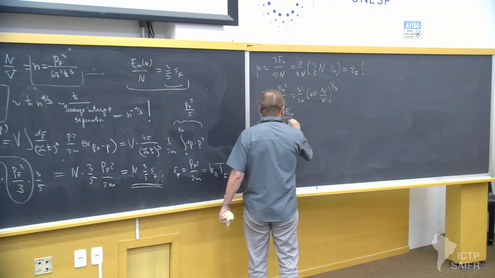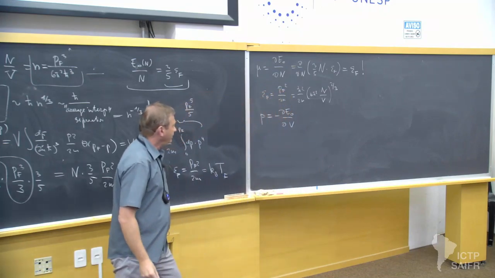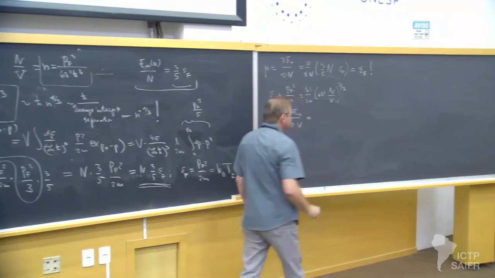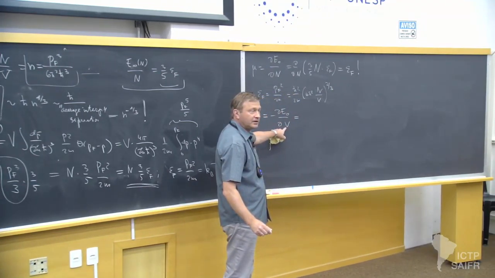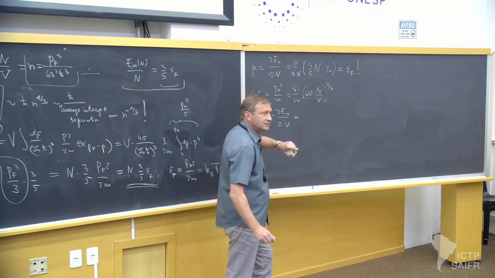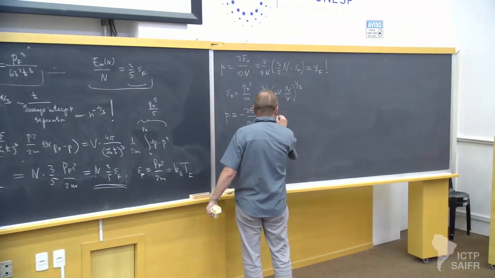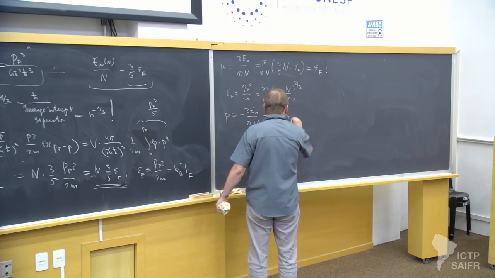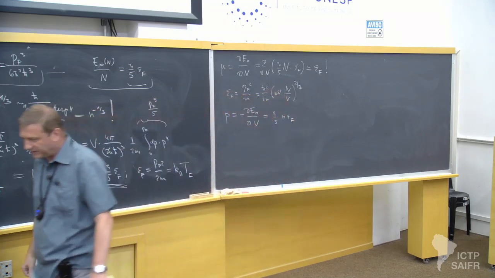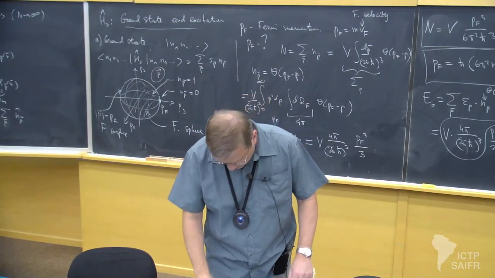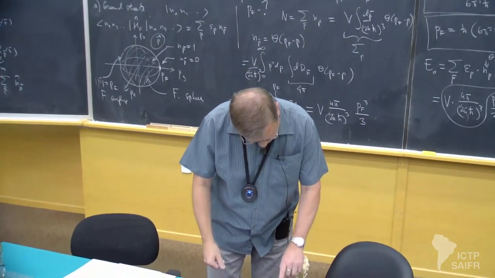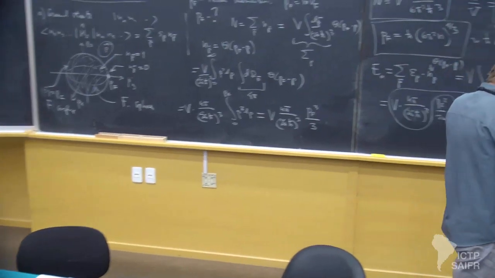You have to use this formula. And then if you calculate these things, now you have to take the derivative with respect to volume, keeping n fixed. So what you get here, I guess, 2 over 5 n epsilon Fermi. Let me check the 2 over here, but I think it's correct. Yes, right.